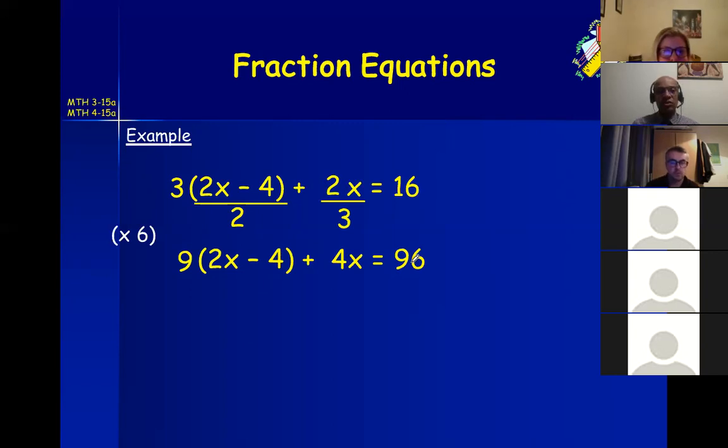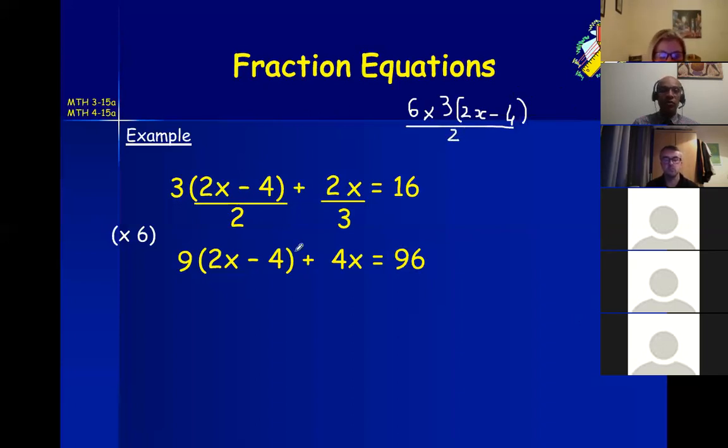So basically we found a common denominator, which is 6, and I've decided to multiply that whole fraction, then this fraction, by 6. So maybe it's safer if we write it on the side, so at least you know what we're doing. So it's 6 times 3 times 2x minus 4. That's 6 times 3 is 18. And then we divide by 2. And then you're dividing by the 2, so you get the 9.